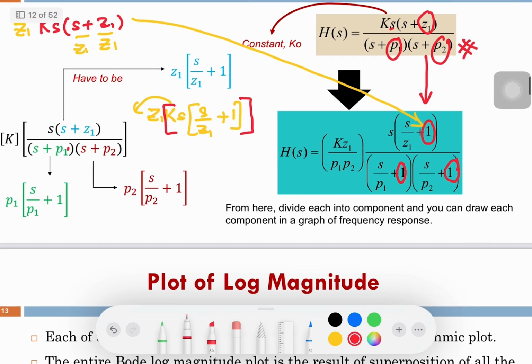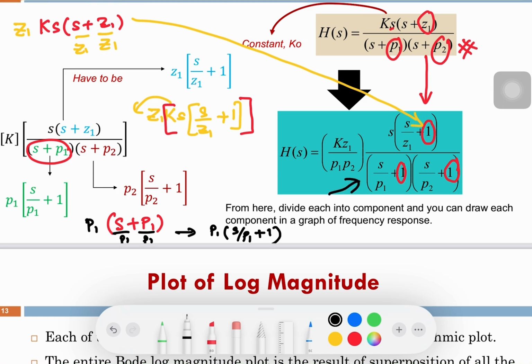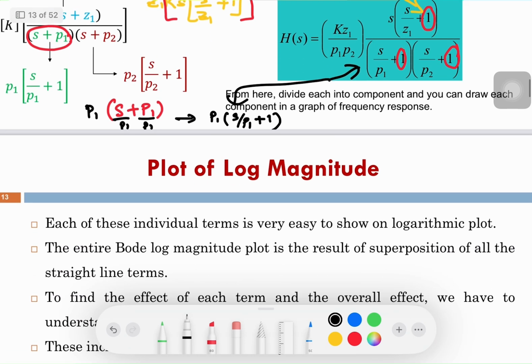What about this one? Same as the previous one, P1 you have to make it become 1. So S plus P1: if you divide by P1, you have to multiply by P1. You become P1 S over P1 plus 1. So it will become like this. Now, how to plot?